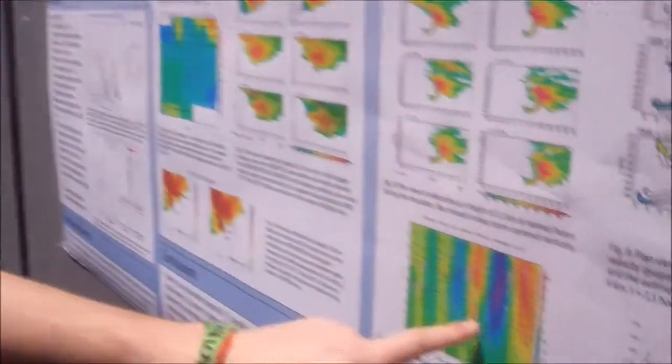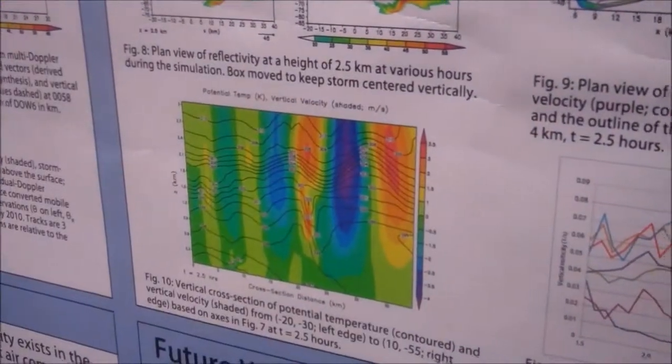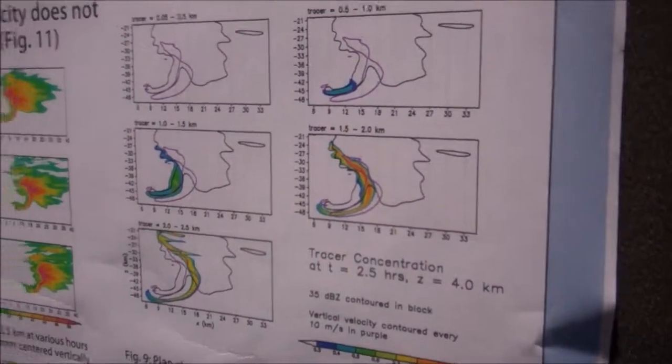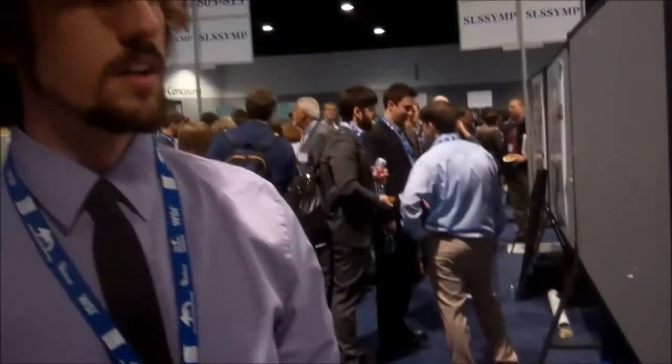Again, these wave features show up in the theta surfaces here in the model around the same height as in the observations, so we think these are gravity waves or some sort of waves helping to lift parcels to their LFC. Another big thing that we saw was that air in the updraft is being lifted from above that inversion, this 1.5 to 2 kilometer layer in the model. With this tracer concentration, warmer colors are more air that's being pulled from that level. So all of the updraft origin is above that inversion.